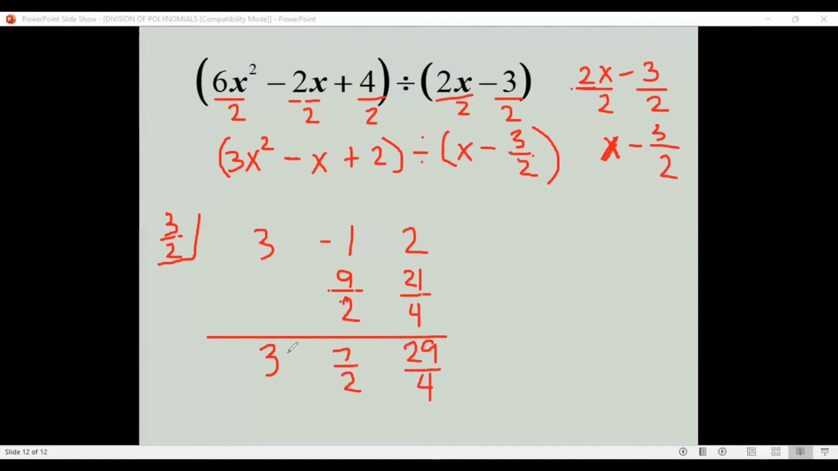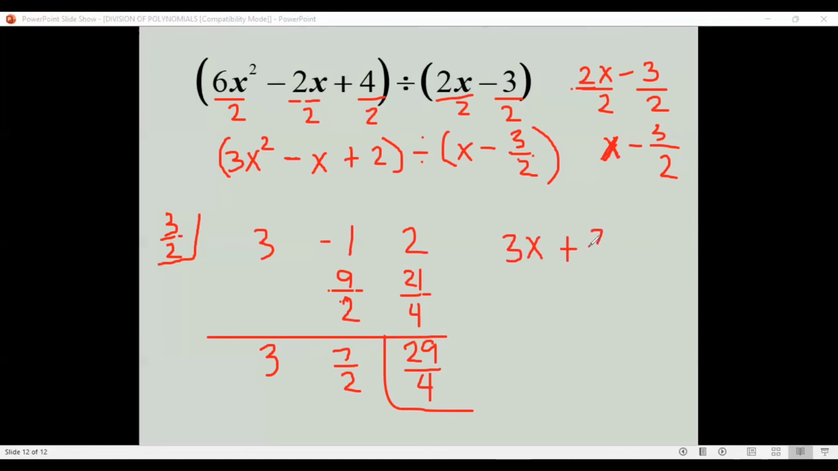Okay, so that means that we are dividing by a binomial. So this 29 over 4 pertains to what we call the remainder. So how do we do that? This is the constant. This becomes the x, or 3x, because that is x squared divided by x. So 3x plus 7 over 2.